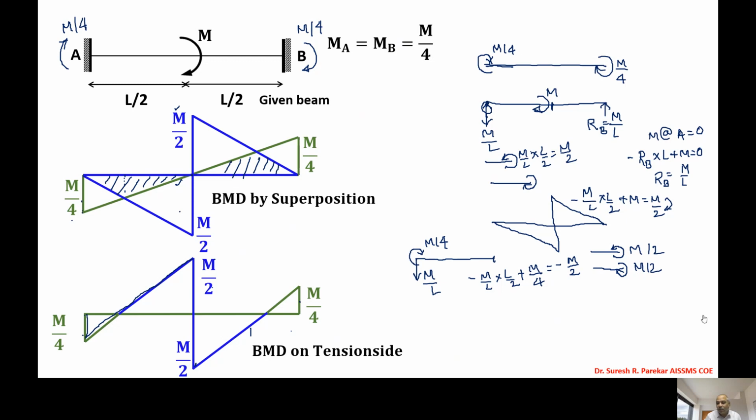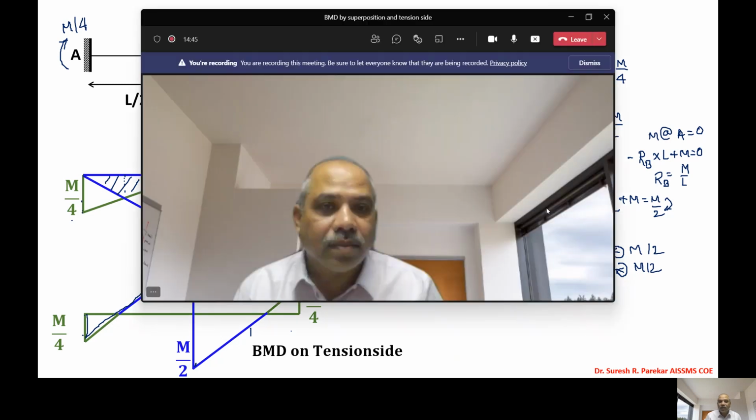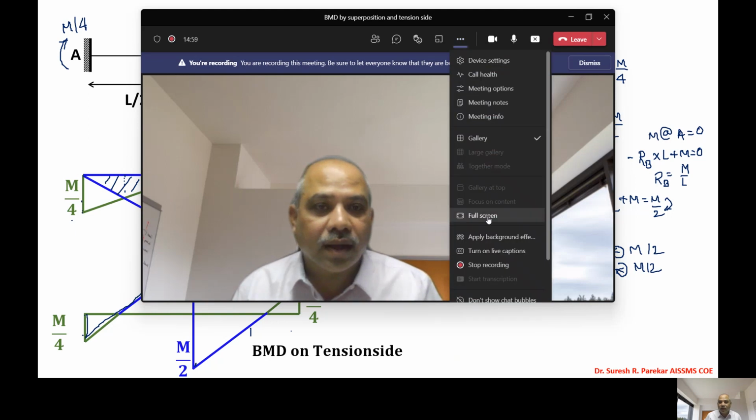So likewise we have to solve the problems which are related with BMD by superposition and BMD on tension side. So I have taken all three examples: concentrated load, then UDL, and couple. So we will stop here only. So thank you.